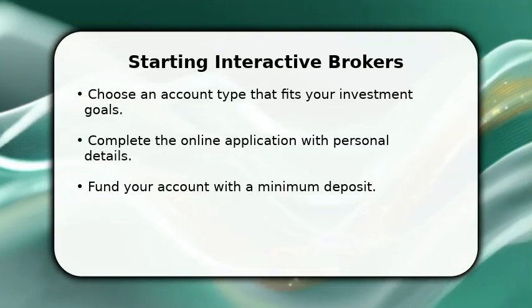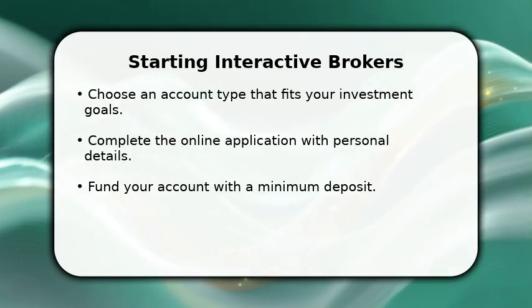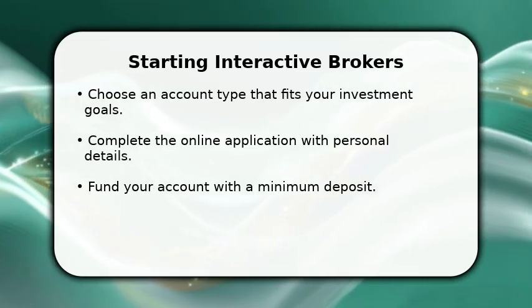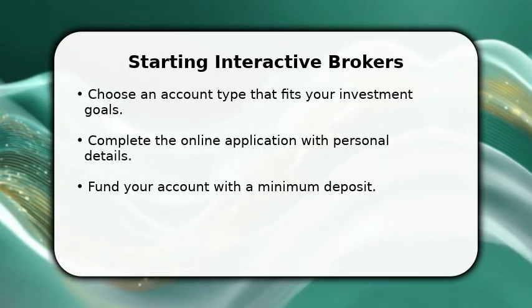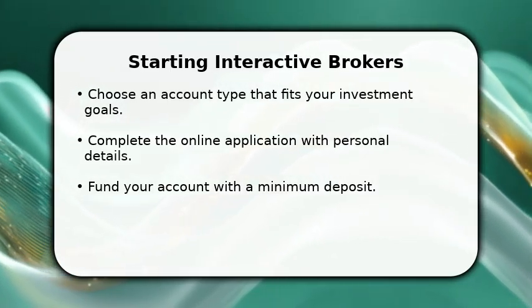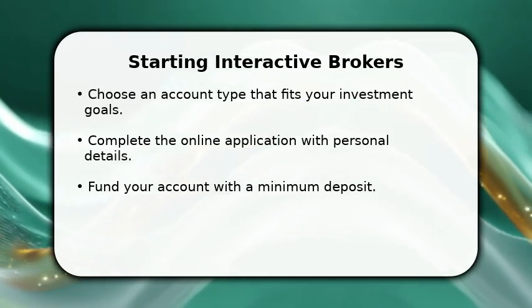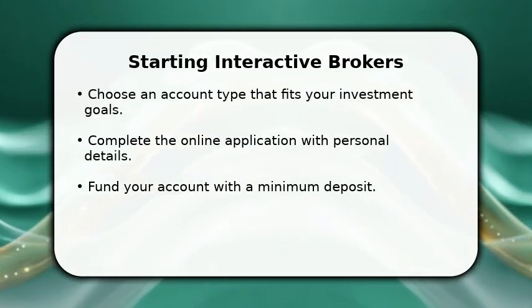In this video, I will explain how to start an Interactive Brokers account. First, you'll need to decide which account type is right for you, whether it's an individual, joint, or retirement account. Next, gather your personal information like your social security number and employment details. Then, complete the online application form accurately. Finally, you'll fund your account to begin trading. It's a straightforward process designed for efficiency.